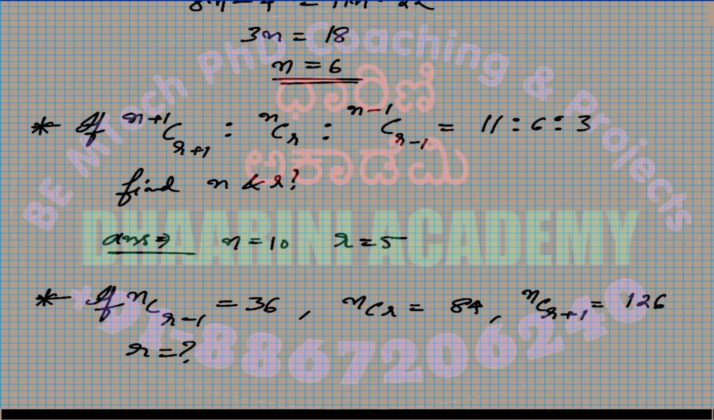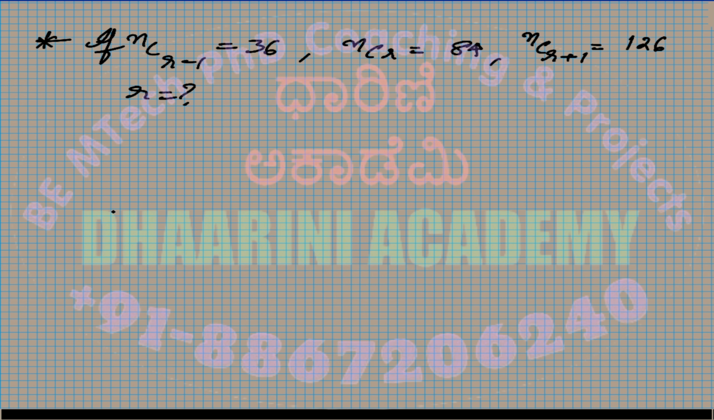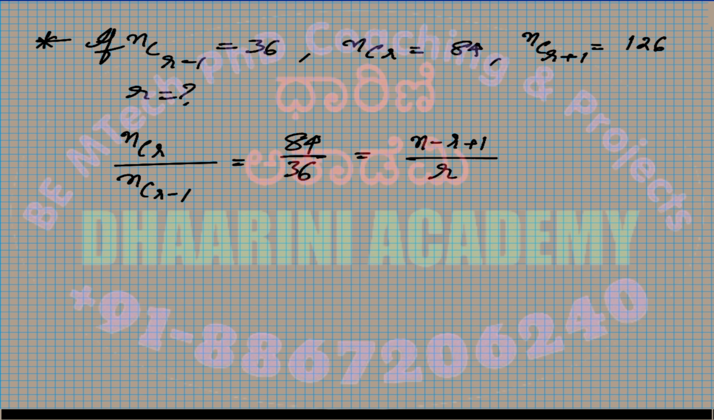Here we will start the solution by taking one specific ratio, because we already have something readily available in the form of a formula. The formula says that, let's try to write this, nCr divided by nC r minus 1. I'll take that ratio, nCr by nC r minus 1, 84 by 36. That is given. But I know that nCr by nC r minus 1, according to the formula we have written earlier, is nothing but n minus r plus 1 divided by r. So, cross multiply, 84r is equal to 36n minus 36r plus 36.